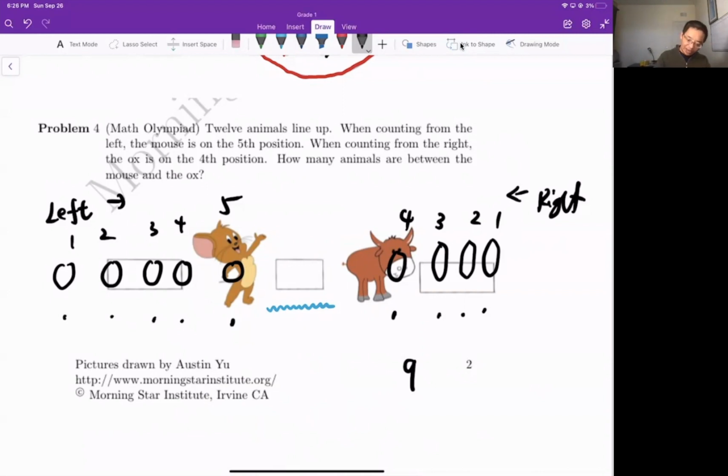But in total, how many do we have? We have 12. So that's 12. Okay, so we need to go from 9 to 12. How many do we add?